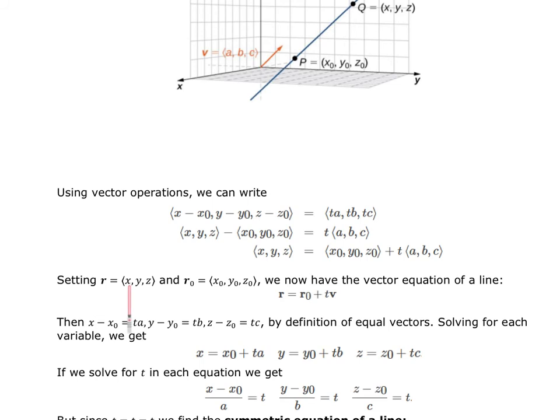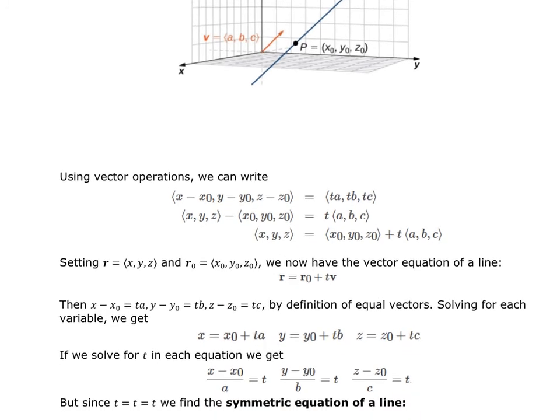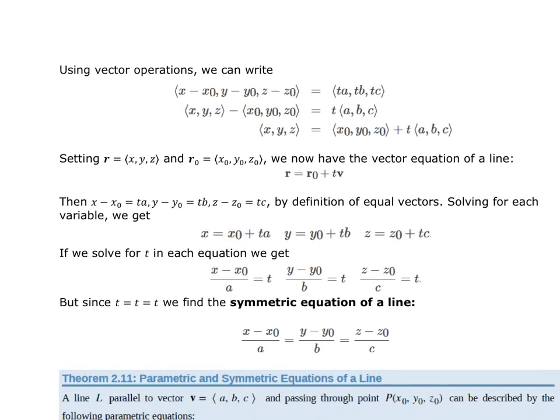If we let r be our vector x, y, and z, and r naught equal our vector x naught, y naught, and z naught, we get this, just to make it look nicer. Now I know if the vectors are equal, then my x minus x naught must be equal to the t a, y minus y naught must be equal to the t b, and the z minus z naught must be equal to the t c. Solving for each variable, we're going to get x is equal to x naught plus ta, y is going to be y naught plus tb, and z is equal to z naught plus tc.